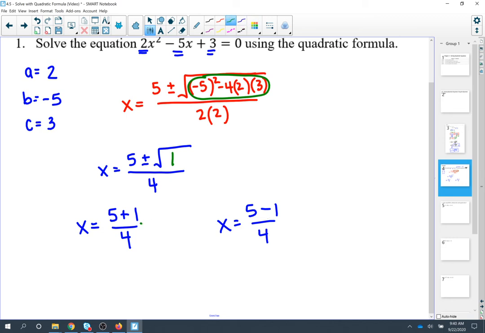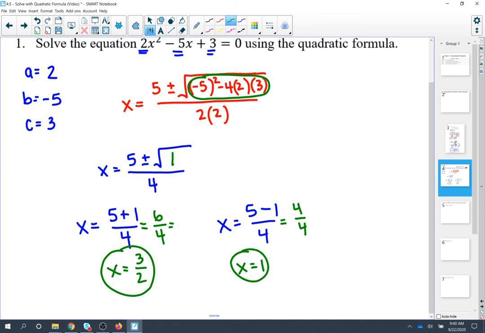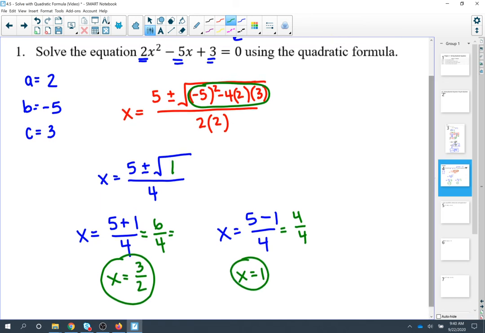My first one, I'm going to take 5 plus 1, which is 6 over 4, which simplifies to 3 halves. So x equals 3 halves is our first solution. The second one, we're going to take 5 minus 1, which is 4 over 4, which simplifies to 1. So x equals 1. And those are our two solutions. If we were to have graphed this, 2x squared minus 5x plus 3, those would be our two x-intercepts.